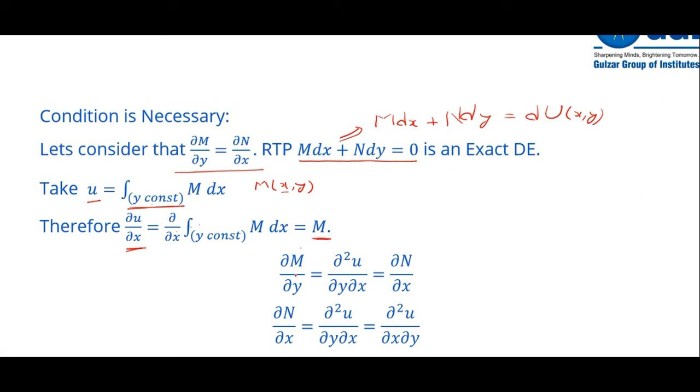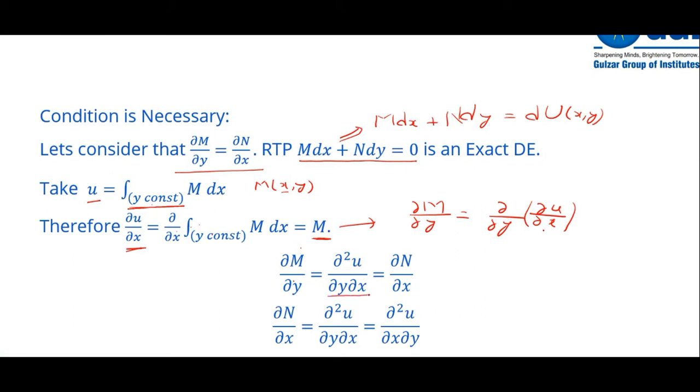Now what is ∂M/∂y? ∂M/∂y is equal to ∂/∂y of ∂u/∂x. So from here we can conclude that ∂M/∂y is ∂²u/∂y∂x.